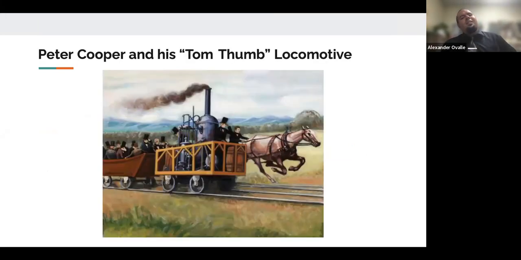One such example is Peter Cooper and his Tom Thumb locomotive. And obviously this picture is showing that a horse and a train can go at the same pace. If not, the train goes a little bit faster.